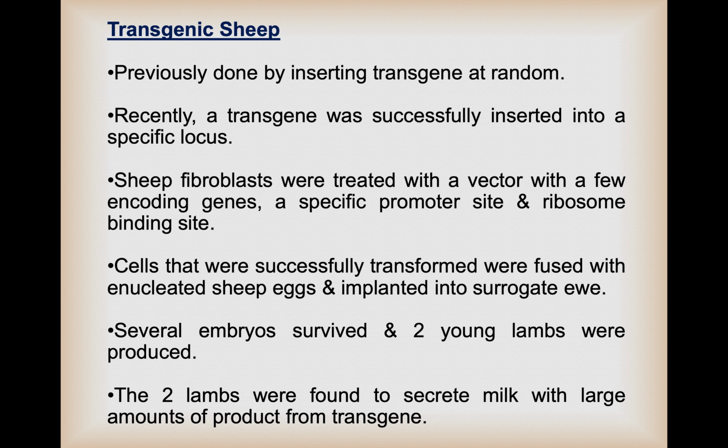And once the embryos survive, and of course several of them will survive, they are used, and two young lambs at least are produced because then they want to mate them, for interbreeding. The two lambs were found to secrete milk with large amounts of product from the transgene. So this is the first successful transgenic sheep since Dolly.